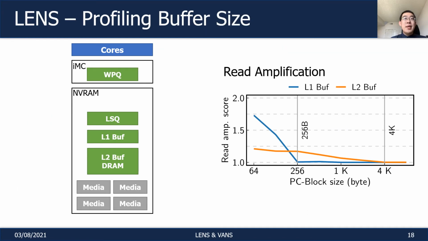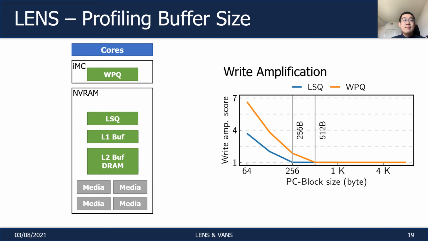Here we show the read amplification factor under different block sizes for the L1 buffer and L2 buffer separately. We notice that the L1 buffer amplification factor drops to 1 with 256 byte blocks, which means the L1 buffer entry size is 256 byte. For the same reason, the L2 buffer entry size is 4 kilobyte.